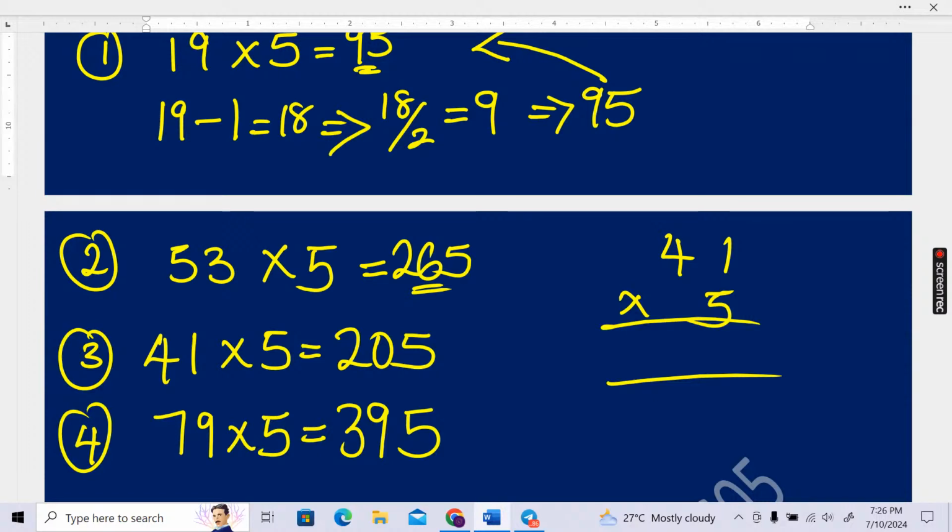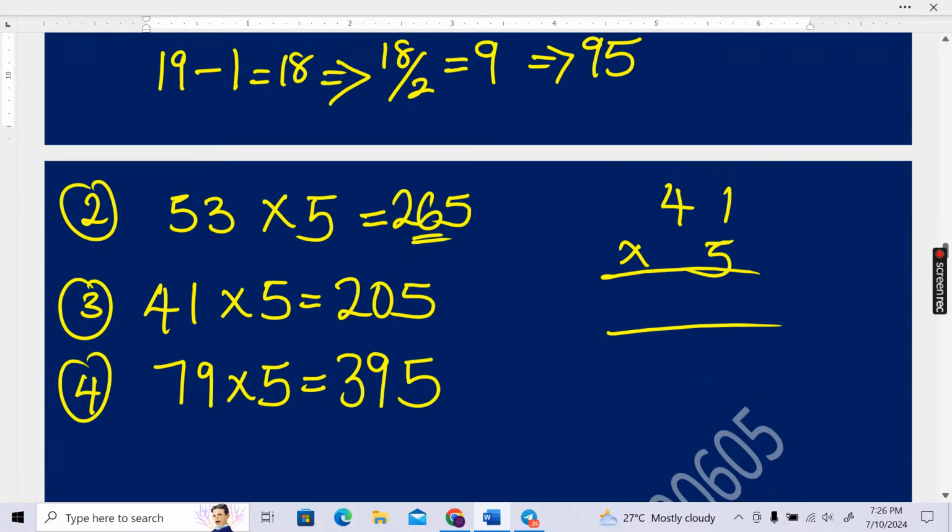I'm going to explain again. When multiplying any odd number by 5, take 1 away from the odd number. Take 1 away from 79 on the screen. That will give you 78. Divide your 78 by 2. That will give you 39. Write 5 beside 39. That will give you 395. I hope you understand that.